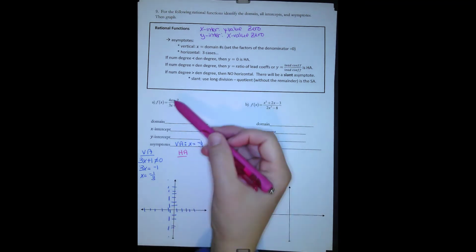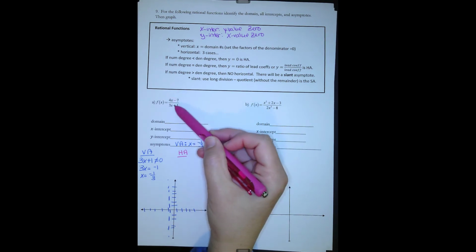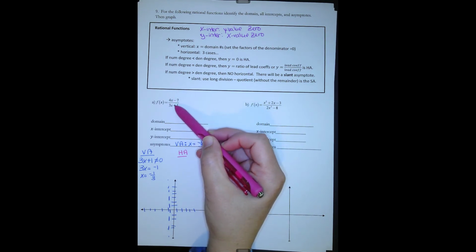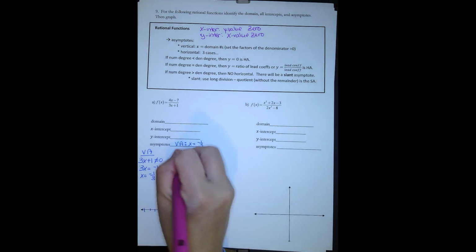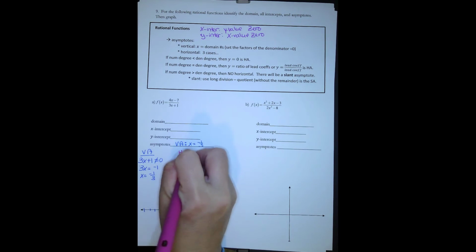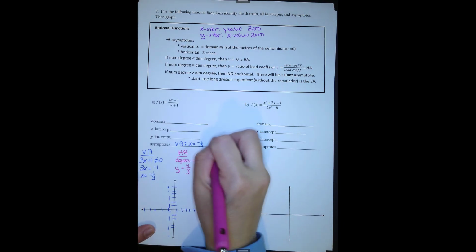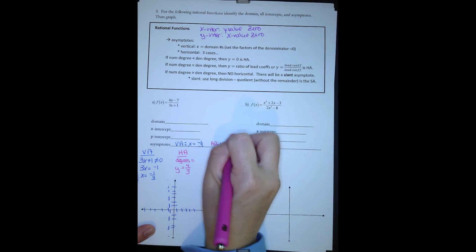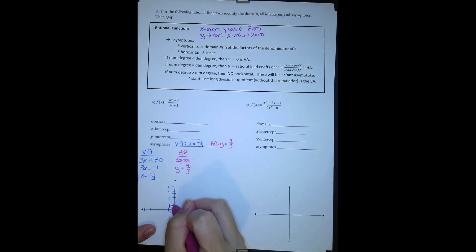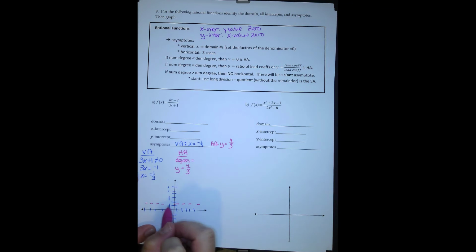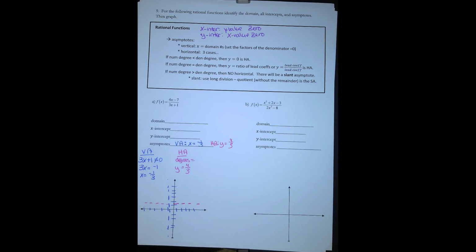So looking at this, the degree of our numerator is 1. The degree of our denominator is also 1. So since our degrees are equal, we're going to look at our leading coefficients. So it becomes y equals 4 over 3. So our horizontal, y equals 4/3. So that is 1 and an additional third. So about something like so.